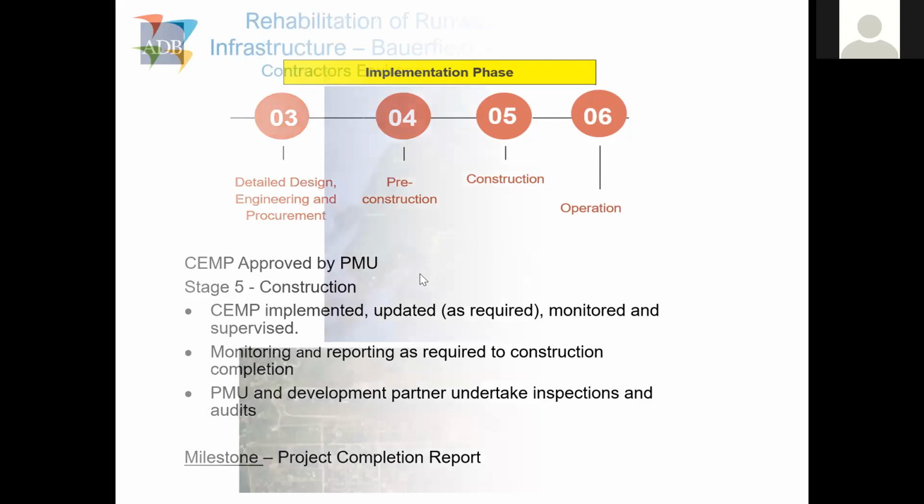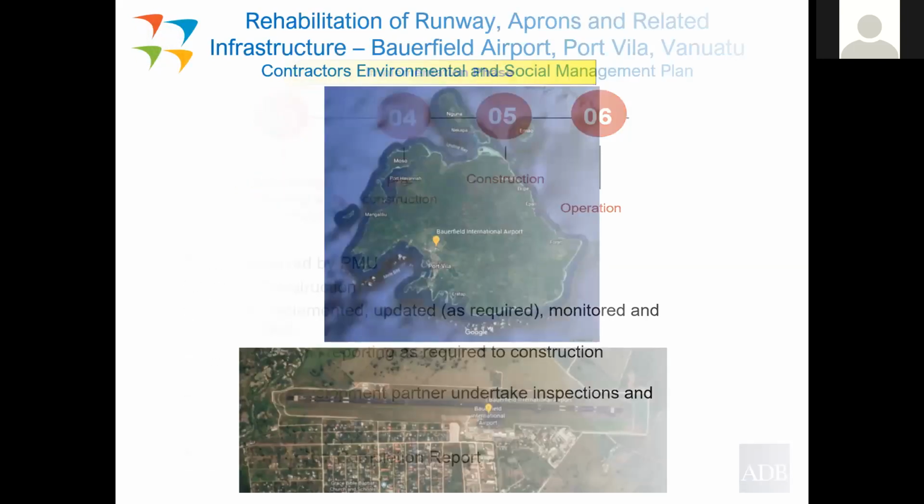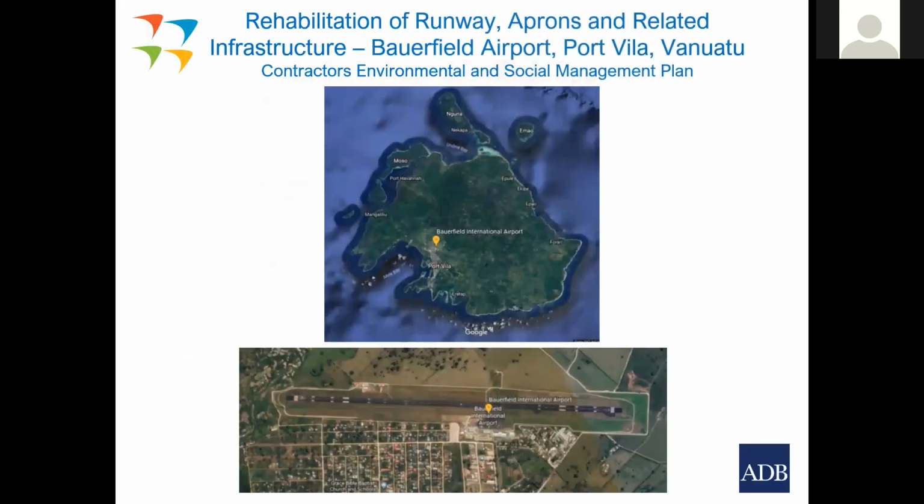So just some examples here. This is just an example of a construction environmental management plan. This is for Bauerfield Airport, which was a World Bank funded project. And basically they were resurfacing, and putting in lighting and a few other things at the airport, but basically resurfacing the runway of Port Vila International Airport, Bauerfield Airport.